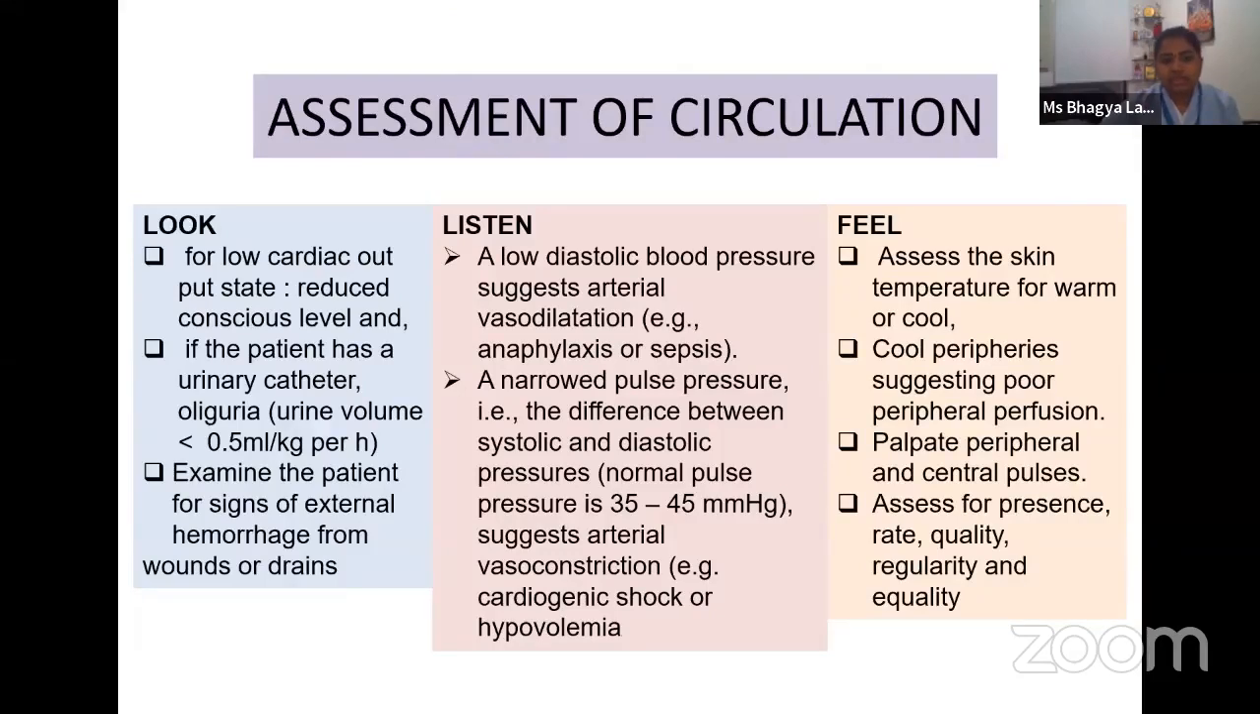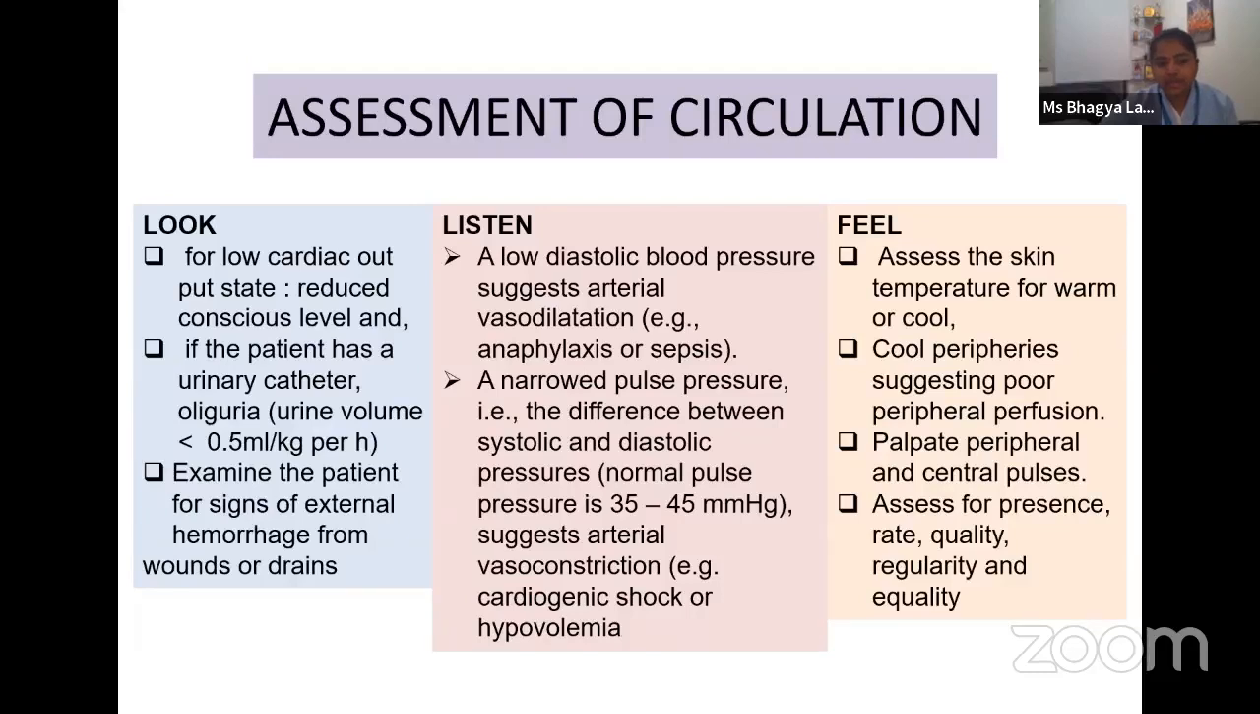Assessment of circulation. As I have said, cardiovascular, central nervous system. Then comes the circulation. We have to check the cardiac output by measuring the blood pressure. It may be invasive or non-invasive. Check the patient's urine output.